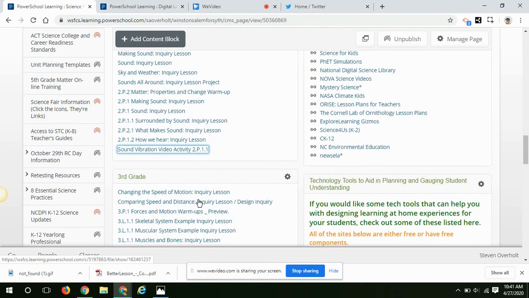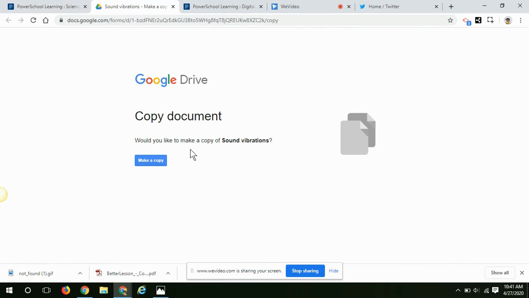Now, as you are in the at-home learning page in the science resources, some of these are ones that we have searched for and found for lesson plans. Some of them are a little bit different. Like this one right here, this is a sound one. We have created it so that it makes you make a copy. This is for the teacher to make a copy. And I'll show you how to do that one in a second. So you click make a copy.